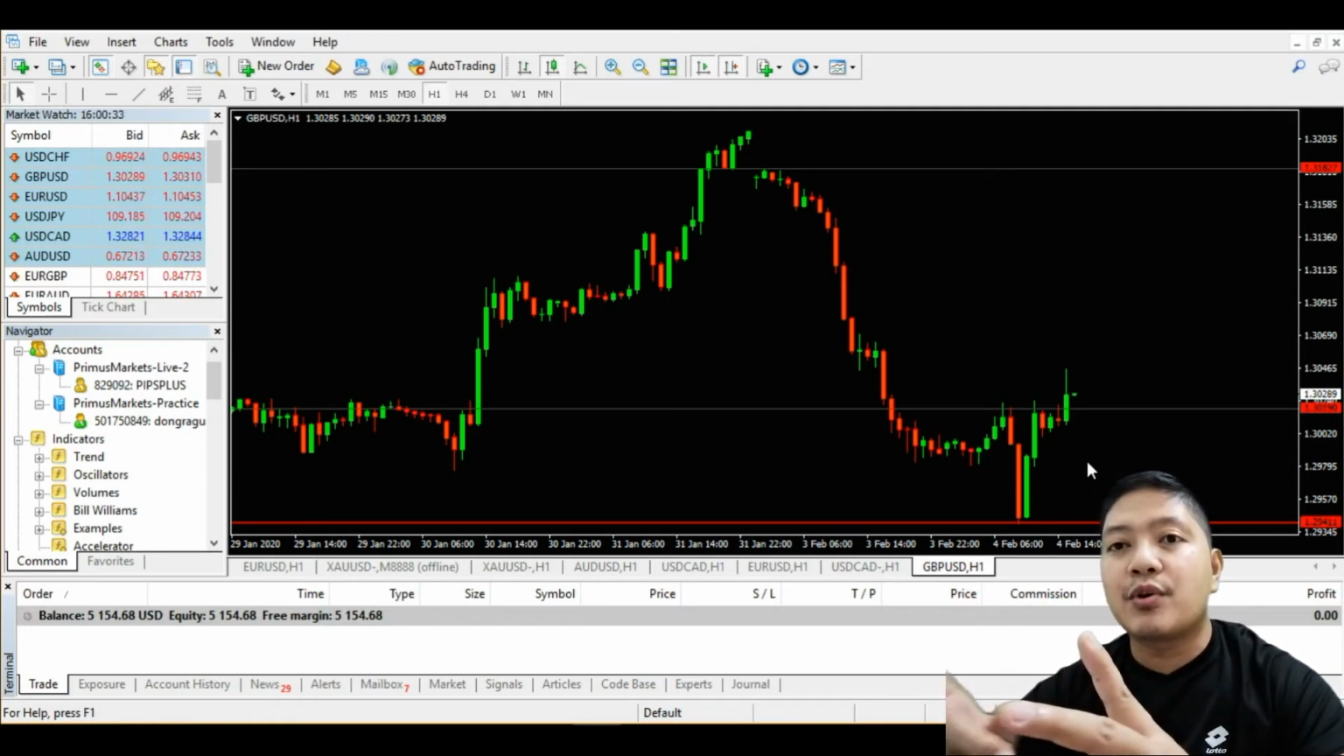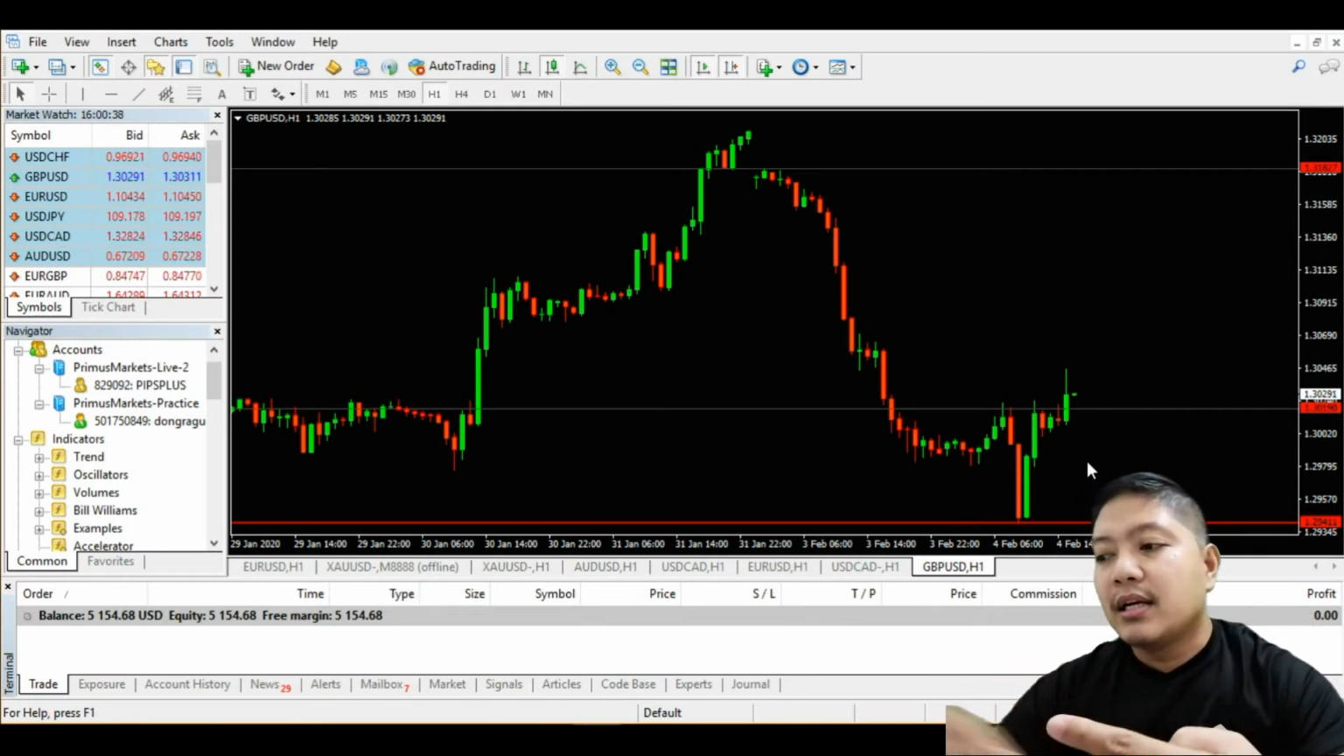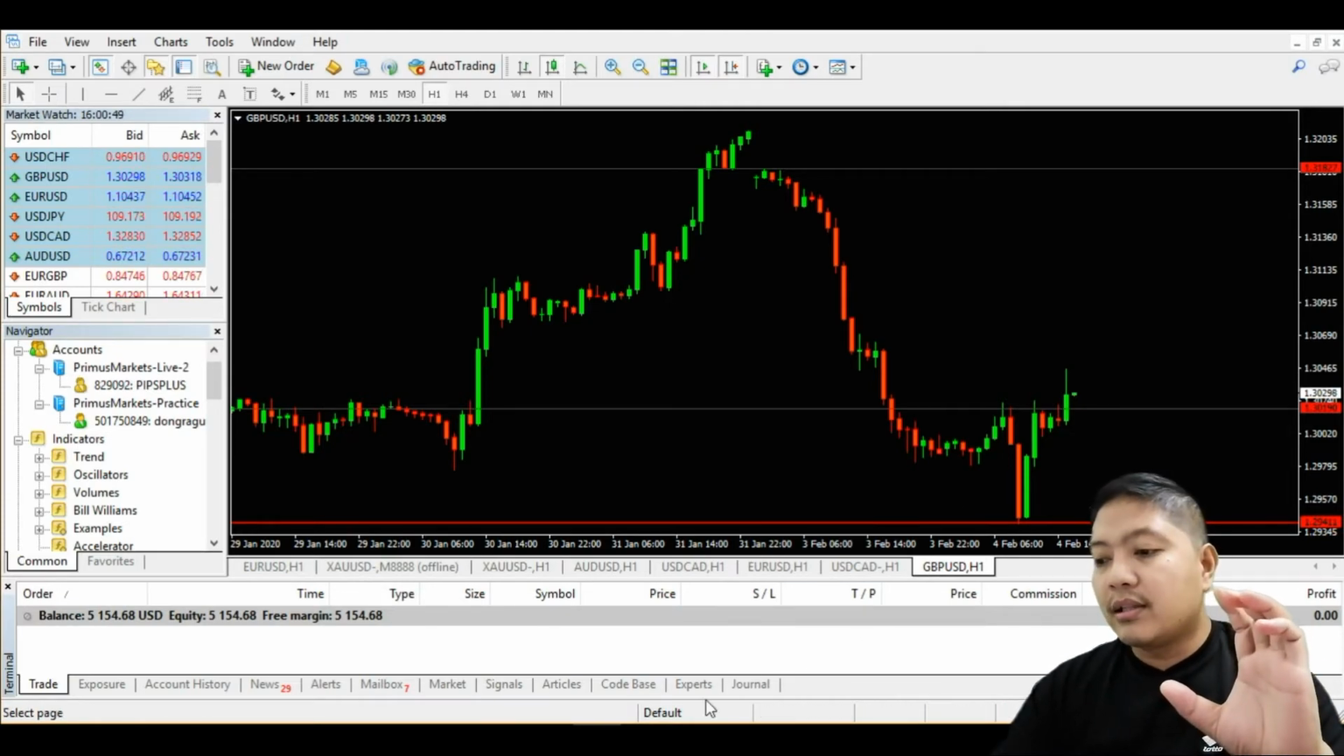You can put 0.05 to enter at a time on this particular trade. The moment that you are already earning, you can close one of it. All right, so this is how to trade and how you enter your lot size.